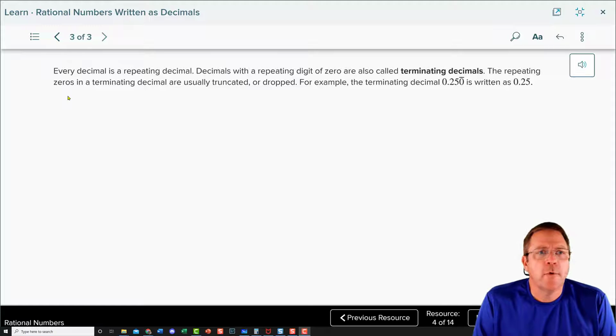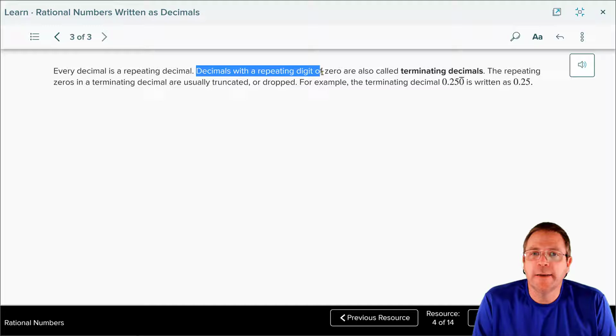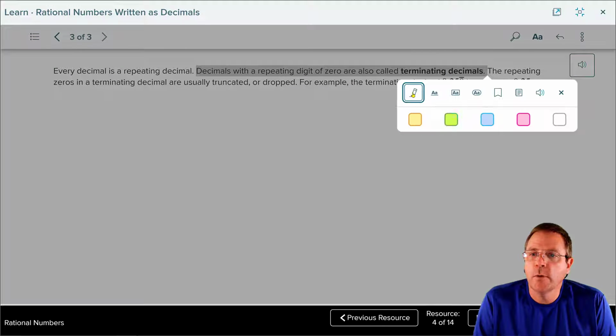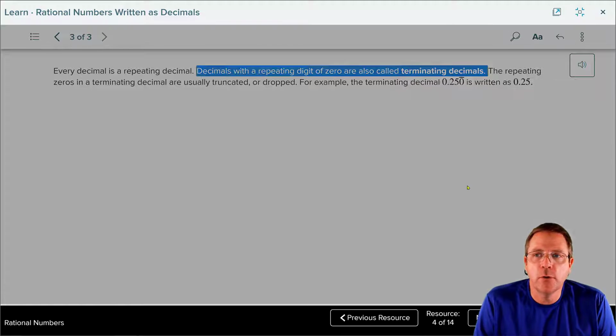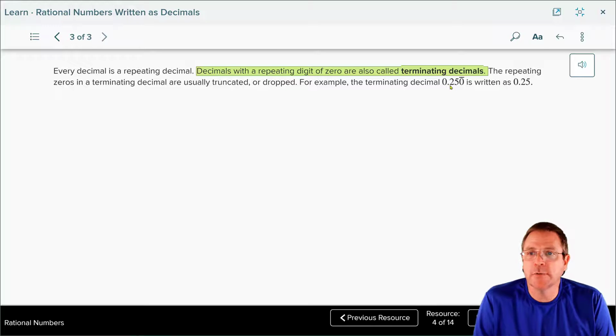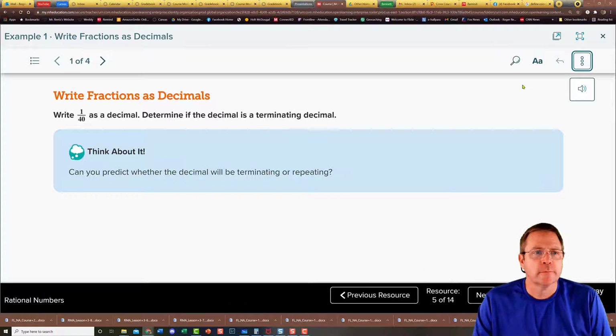We also have terminating decimals. Every decimal is a repeating decimal, and decimals that repeat with a digit of 0 are called terminating decimals. So like that one we looked at earlier where they had the bar over the 0 saying the 0 was the only thing repeating, that's going to be a terminating decimal. You can see they demonstrated that here at 0.25. 0 with a bar just became 0.25.